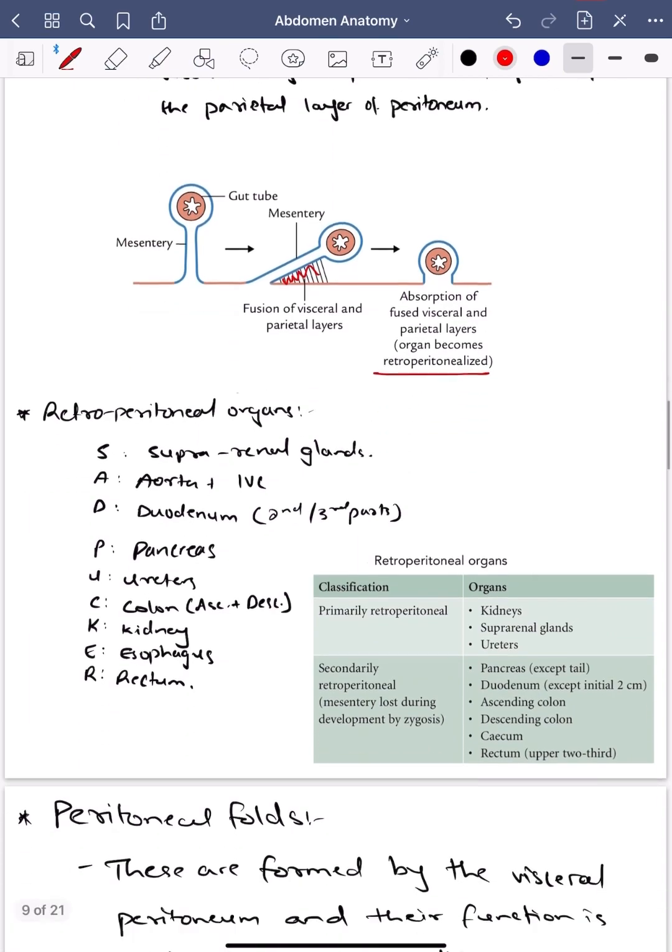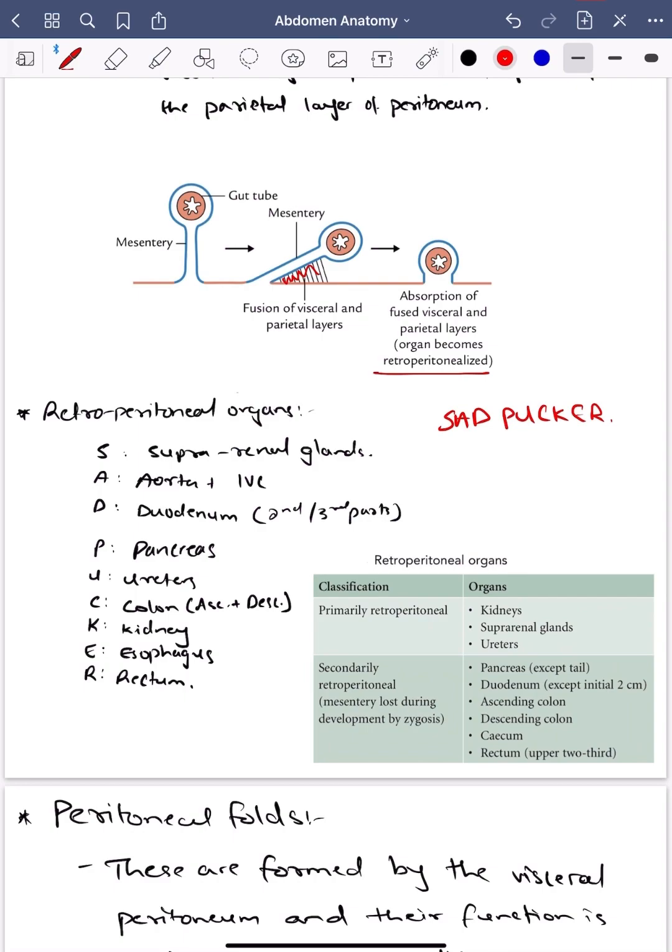Okay, SAD pucker. Now the S stands for the suprarenal or the adrenal glands, A for the aorta and the inferior vena cava, D for the duodenum. I've included that it is the second and third parts. When we're going into the detail of duodenum, we see that there are 4 parts, and the second and third part are retroperitoneal.